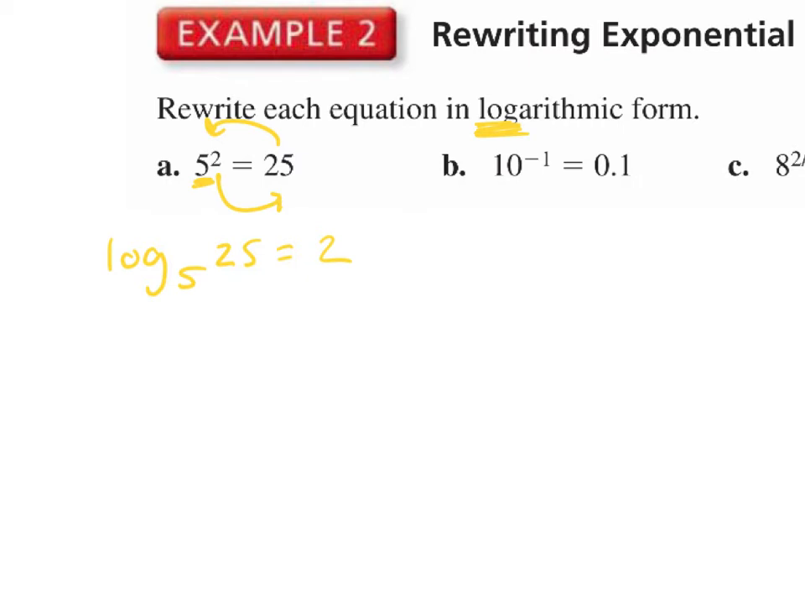So we just do the same thing we did before. For b, we start with that word log. What's our base? 10. What comes next? 0.1. And then what's that equal to? -1.